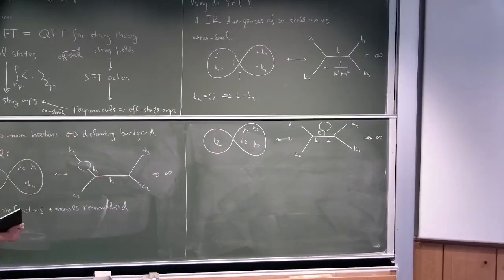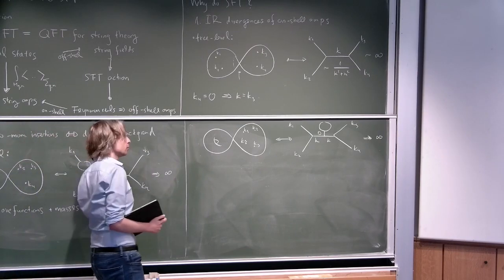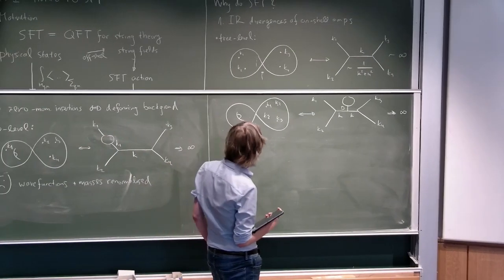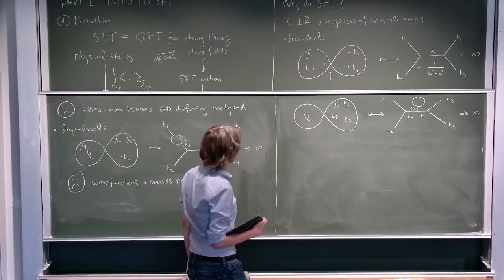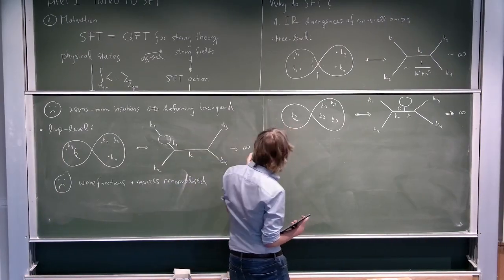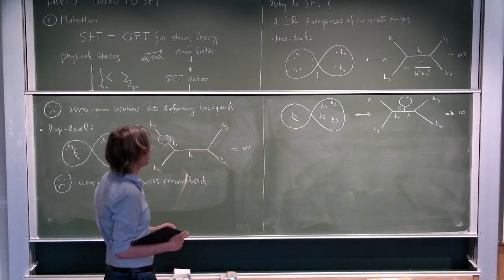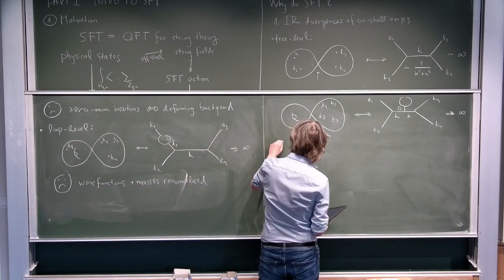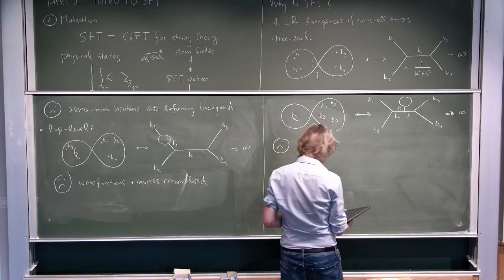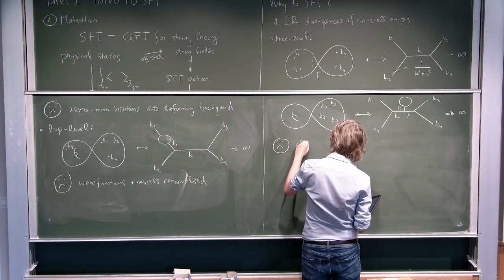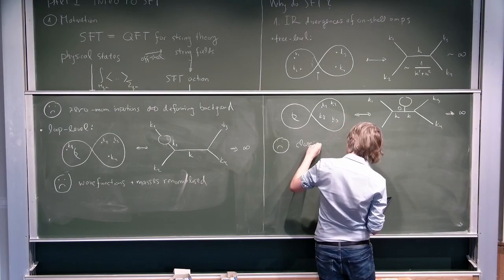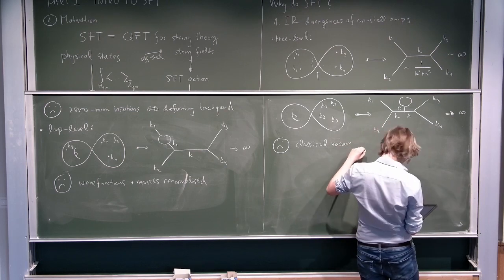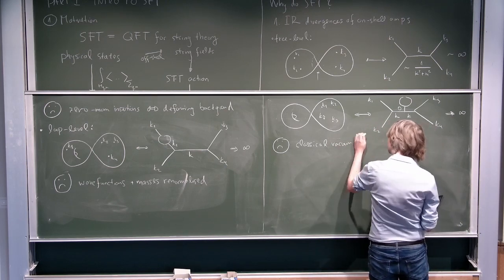So then again you can ask yourself, why are you getting this infinity? Well, what is wrong with your logic? And the thing which goes wrong here is that if you have tadpoles in the theory, that means that your vacuum, which was the true vacuum at tree level, is no longer a true vacuum at a quantum level. In other words, the classical vacuum through these tadpoles will receive quantum corrections.